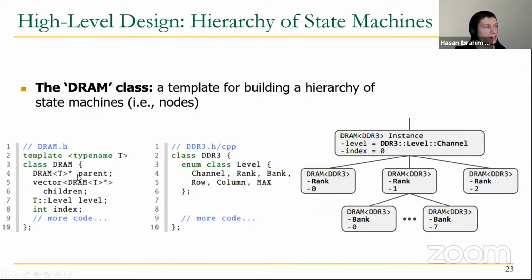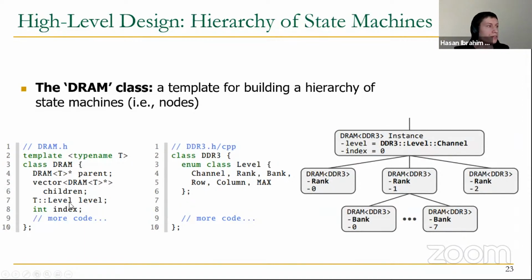Excuse me, so this is not a vector, actually, this is a single parent. A rank will have a single parent. Okay, and every instance also has multiple children. So this is a vector of other DRAM instances, and the children are basically other instances in this hierarchy. So for example, a rank instance would have multiple bank instances depending on how many banks are in that rank.